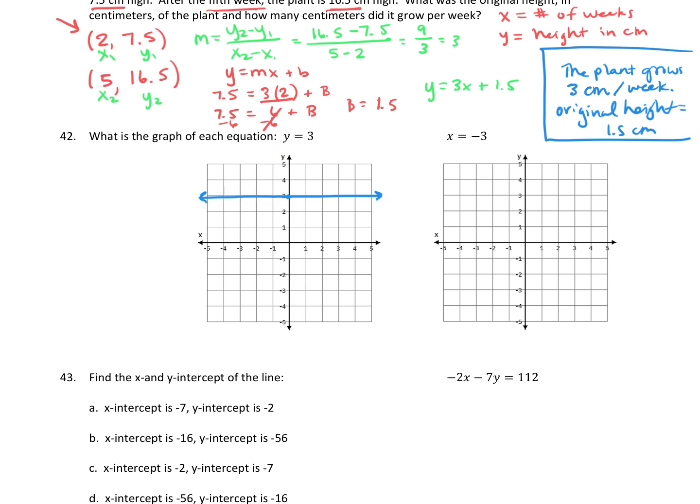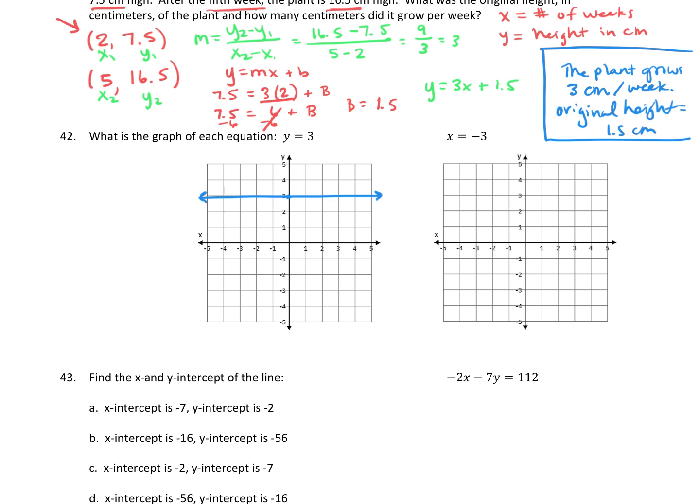If we think about that, this point right here, we would go over 1, up 3. This point right here, over 3, up 3. This point over here, to the left 3, up 3. But you see how we're just going up 3 the whole time? Every single point on this line has a y value of 3, so we just need a basic equation to represent that.